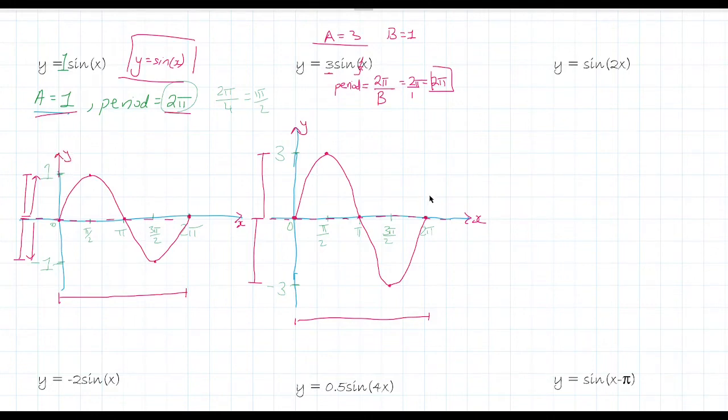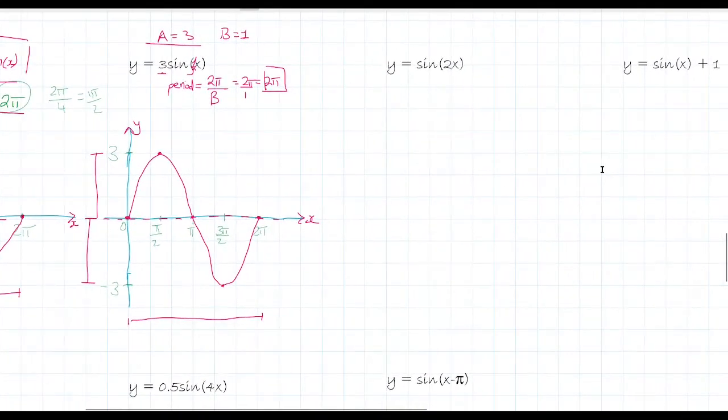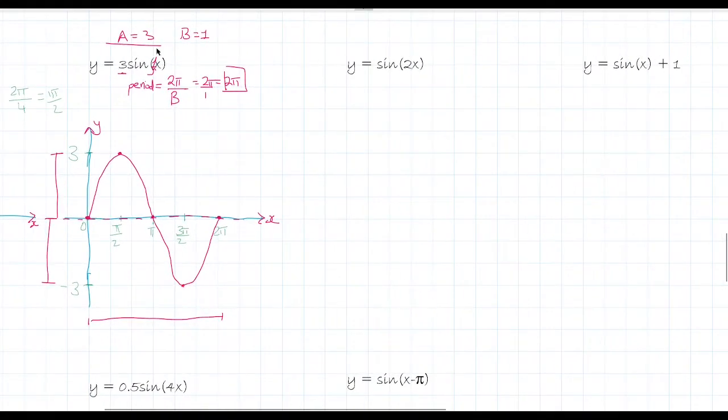All right, let's look at y equals sine 2x. So in this, again, our amplitude is 1, and our b value, the number before x in the bracket, is 2. And remember, our period is given by 2 pi divided by b. So in this case, that'll be 2 pi divided by 2, which is pi. So let's draw that in.